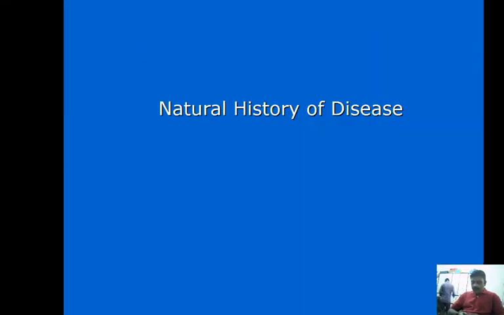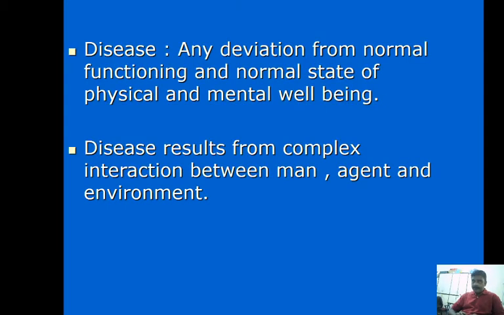So this is about the epidemiological triad and the concept of health, or basically the concept of disease, where we talked about the various factors. Now let's talk about the natural history of disease. As we discussed, disease is any deviation from normal functioning and the state of physical and mental well-being, and this results from a complex interaction between the host, agent, and environment. Remember that it's a complex triad, where many factors interplay with each other.